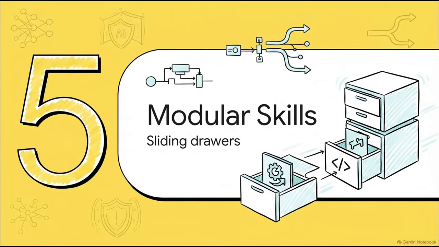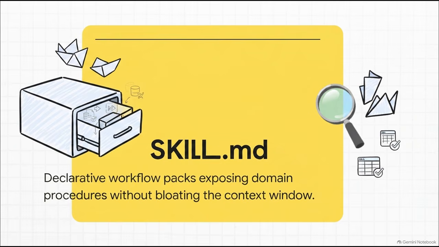Next up, Section 5, Sliding Drawers for Modular Skills. Let's see how we build on this idea of keeping the workspace flawlessly organized. A massive anti-pattern in agentic engineering is just dumping every possible operational procedure into your root system prompt, crossing your fingers, and hoping the agent figures it out. Don't do that. Instead, think of a skill.md file not as a script, but as a modular storage solution.